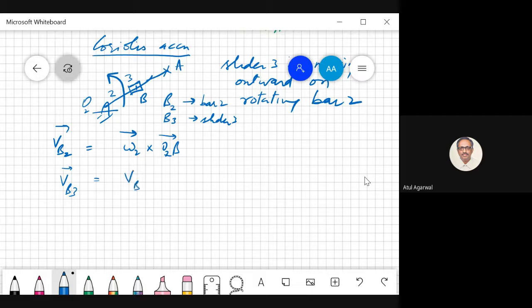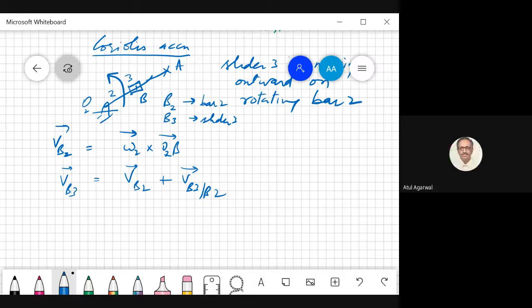Velocity of B2 plus velocity of B3 with respect to B2. What is velocity of B3 with respect to B2? It is a rectilinear motion along the bar. The velocity of B3 absolute is equal to velocity of B2 plus relative velocity of B3 with respect to B2.